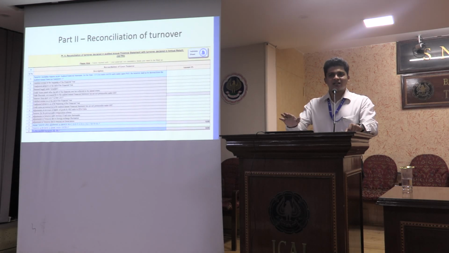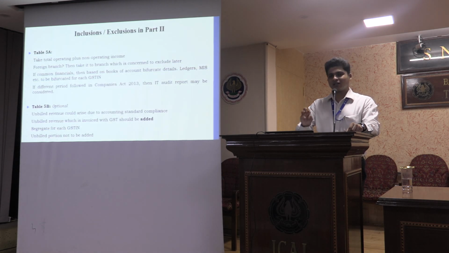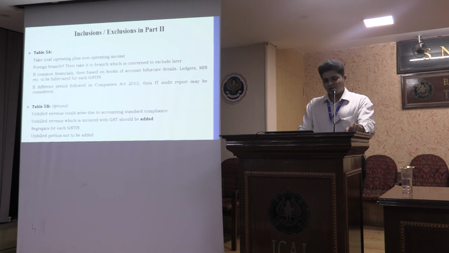So you can't see this table, I've just put the table reference. So we come to each and every table, what it means. So table 5A, this is coming from your financial statements. If you have multiple GST numbers, please ensure it matches on an overall basis.